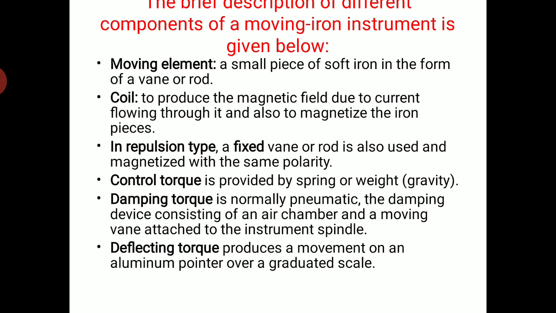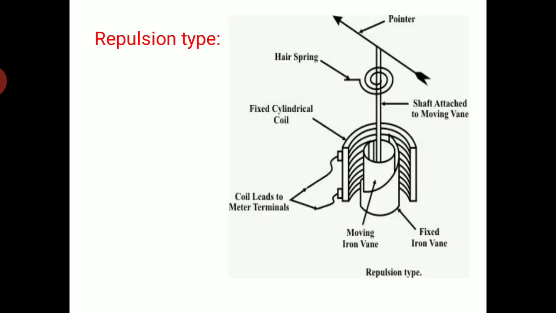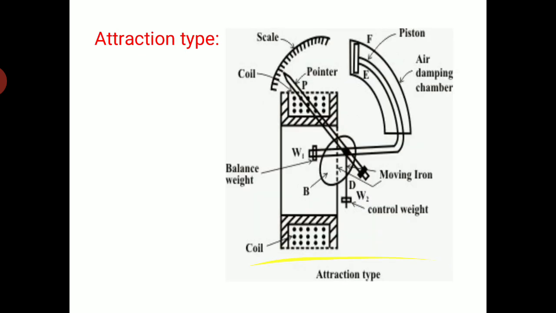The damping torque is normally pneumatic, with a damping device consisting of an air chamber and a moving vane attached to the instrument spindle. The deflecting torque produces a moment on the aluminum pointer over a graduated scale. So this shows the repulsion type, which uses a moving vane and a fixed iron vane, and a pointer connected to a hairspring and the shaft, then the fixed cylindrical coil, and the coil leads to the meter terminals.